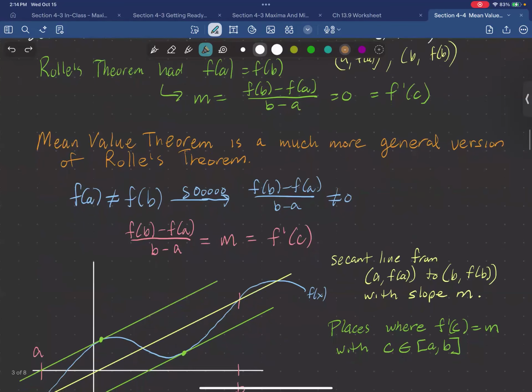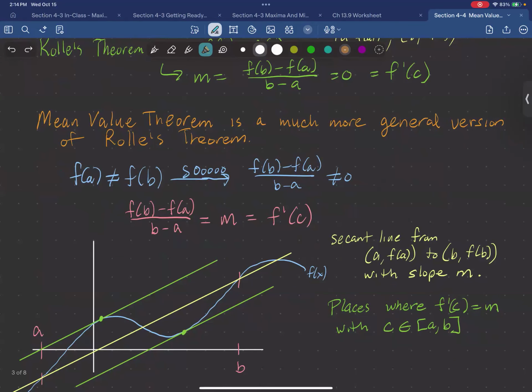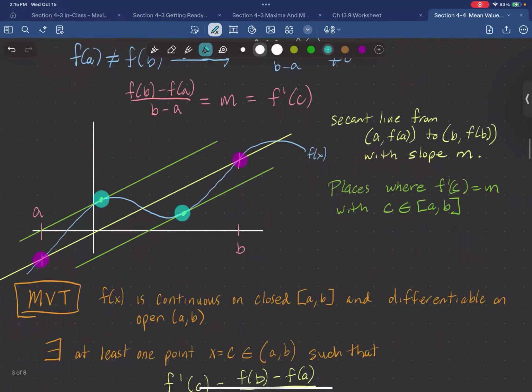And taking a look at it pictorially, let's say our blue line is our function, and I've got a, f of a listed. That's a, f of a right there. Here is b, f of b right there. And we find the slope. That slope equals m. There are two other points on this graph that have a tangent line with the same slope, which means the derivative is the same as that m. And it's guaranteed to exist. There's at least going to be one, as long as it's continuous, differentiable, and stuff like that.